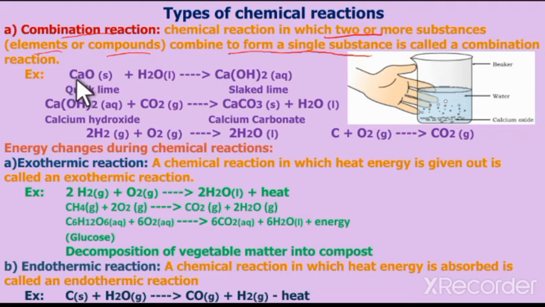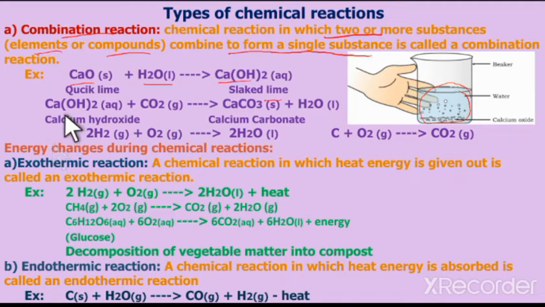For example, when quicklime, calcium oxide, is treated with water, it forms calcium hydroxide, which is known as slaked lime. When quicklime is added to water, slaked lime is formed and heat energy is produced. Based on the energy released, chemical reactions are further classified as exothermic and endothermic.